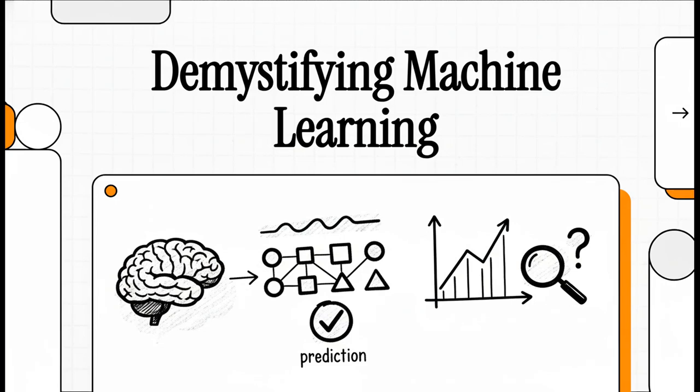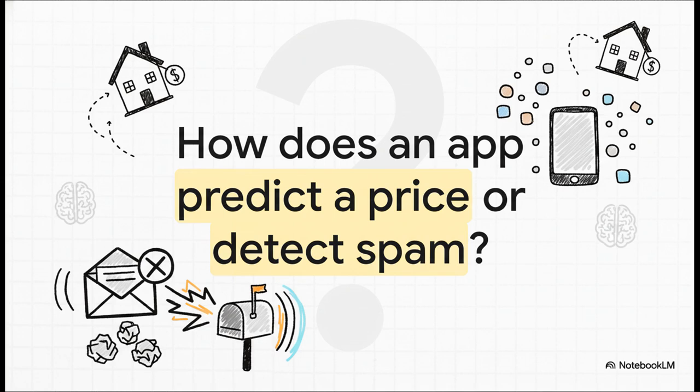All right, welcome. Today we are going to pull back the curtain on machine learning and see exactly how computers learn to predict things. It's a fascinating world, so let's just dive right in. You ever wonder about that? How can some app on your phone look at a few pictures of a house and spit out a pretty accurate price? Or how does your email somehow just know what's junk before you even see it?